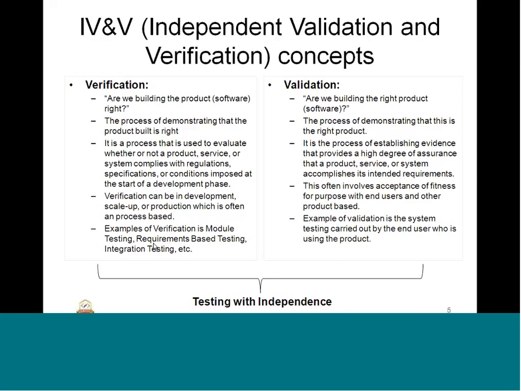Examples of verification are model testing, requirement based testing, and integration testing. That means all the primary inputs that are used are applied for verification purposes, to check whether the product that is built is correct. Whereas in validation, an example is system testing carried out from the end user who is going to use the product. That means the product is built right, and that it is the right product. What is needed for the end customer is what gets validated. All these aspects, verification and validation, are done with independence because it should not be biased.